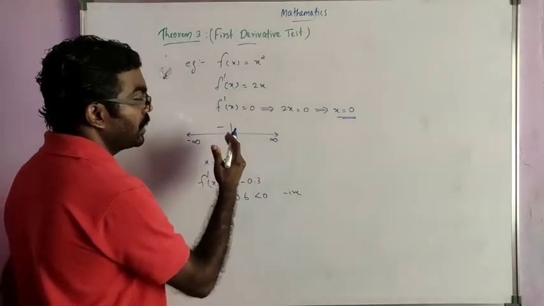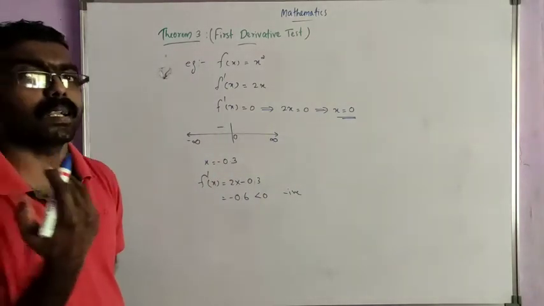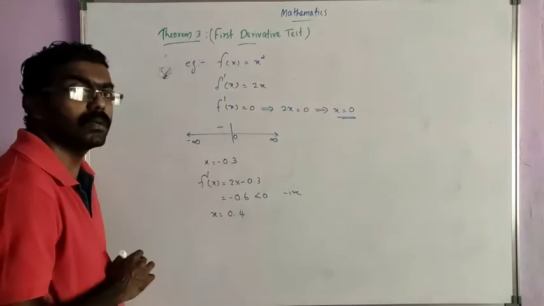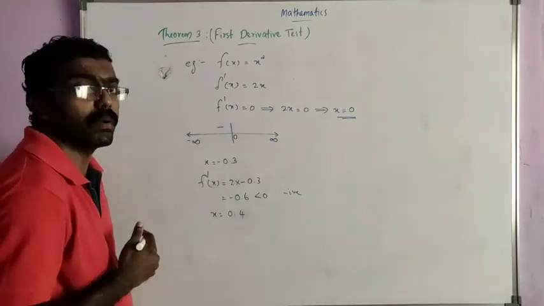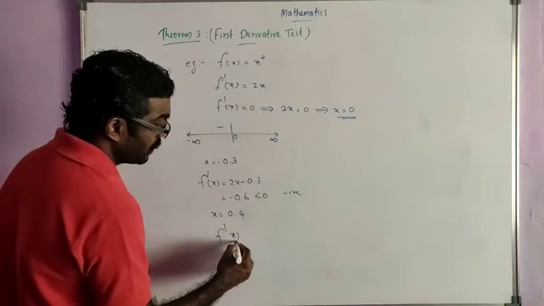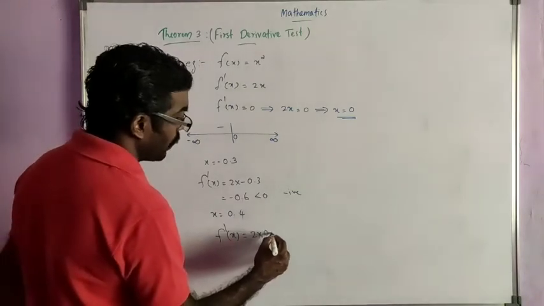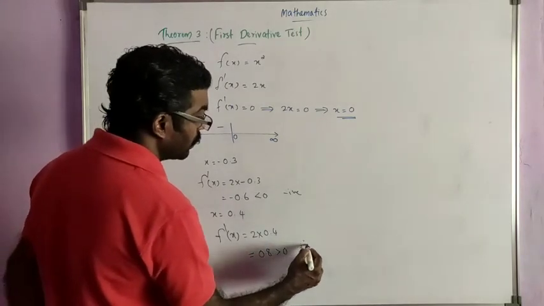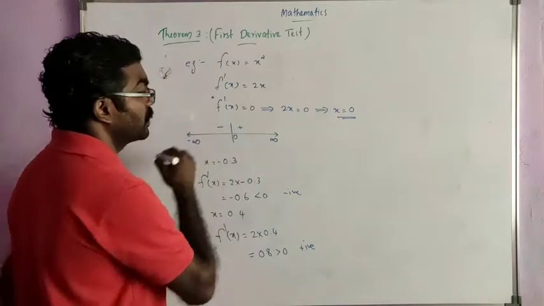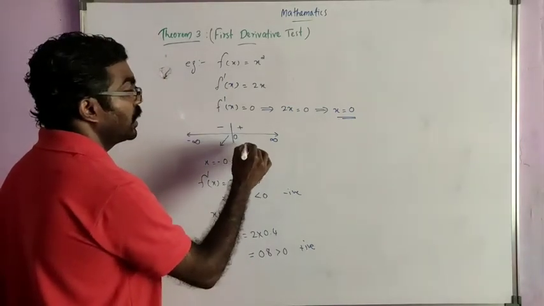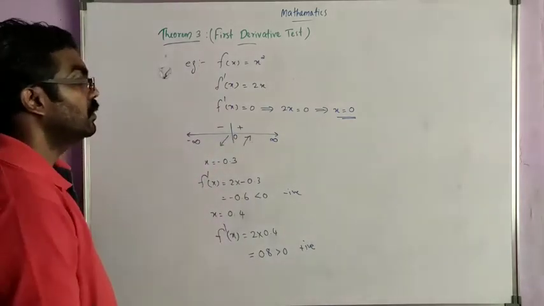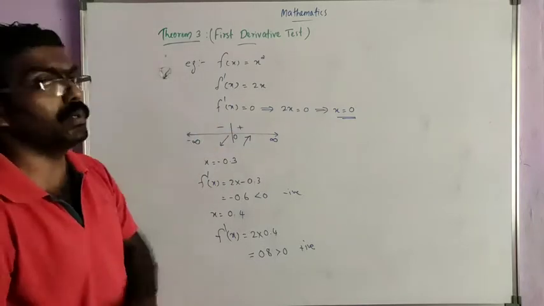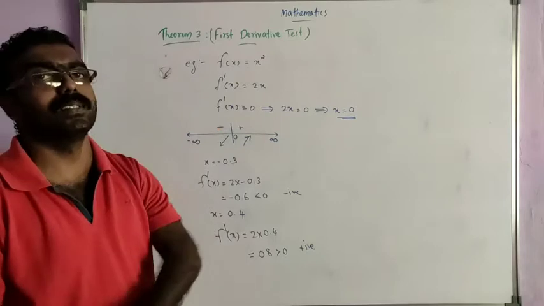And we can take a point which is sufficiently close to and to the right of 0. So we can take one point x equal to 0.4, a positive quantity which is very close to 0. And f dash of x is equal to 2 into 0.4, which is equal to 0.8, greater than 0, that means positive. So minus, here it is plus. So the sign changes from negative to positive. f dash of x changes sign from negative to positive as x increases through c.